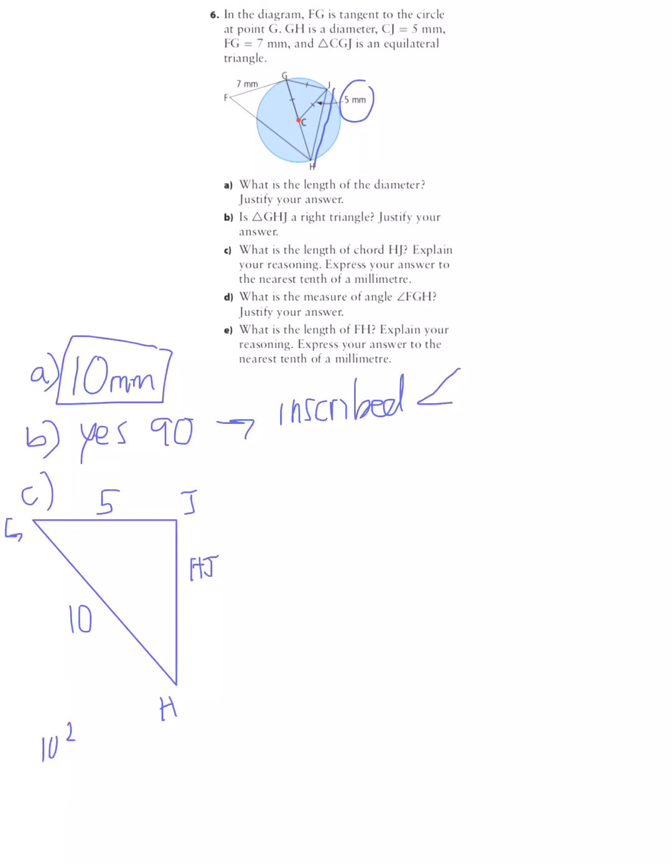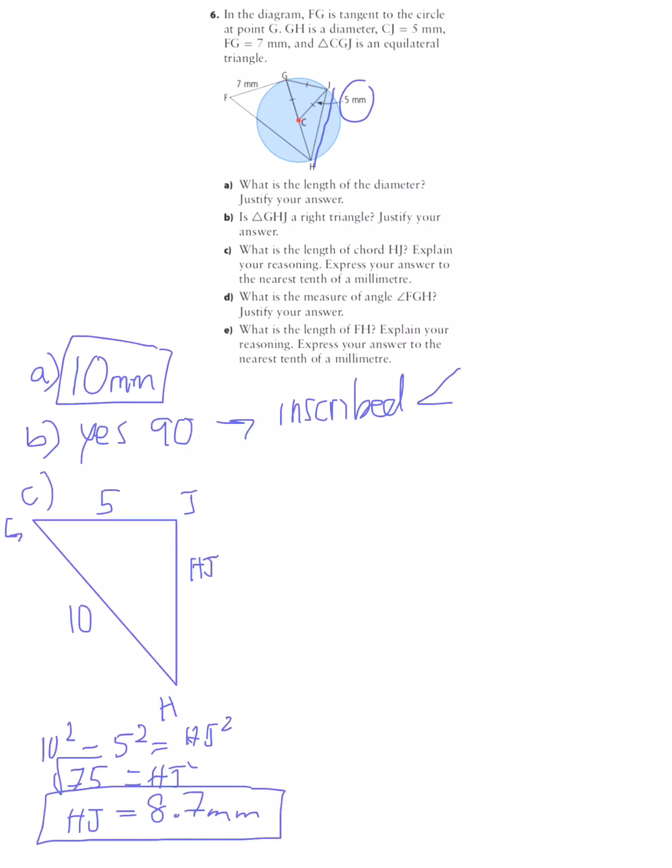So a little bit of Pythagorean again. 10 squared minus 5 squared equals HJ squared. So I'm running a room here, so we solve it. We get 75 is HJ squared. We're going to square root it. And then HJ is 8.7 millimeters. So solve that, show all the steps, but that's a little quick version there. Okay, and again, that was because this was 90 degrees. We knew this side. We knew the radius, so we could figure out the diameter. Pythagorean. Done.